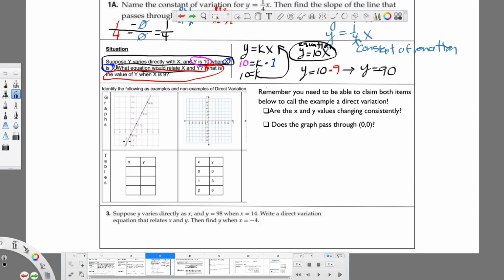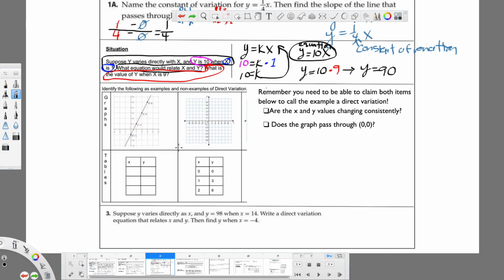And then the second piece is, does the graph pass through (0, 0)? Remember, that needs to be our starting point. We can't start at another number, or the direct variation is changed. It doesn't mean it doesn't have a pattern, and it doesn't mean it's not a straight line. It just means it's not a direct variation.